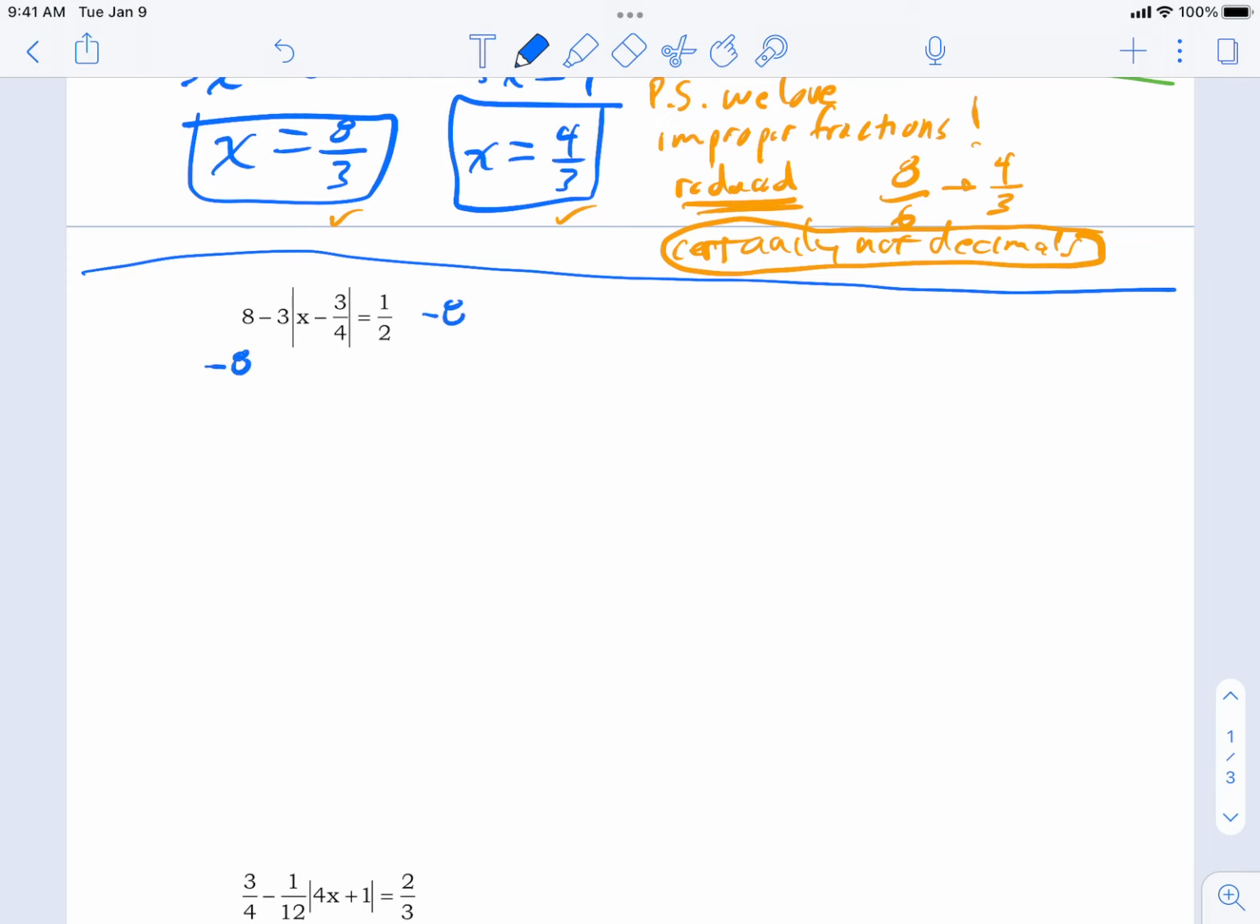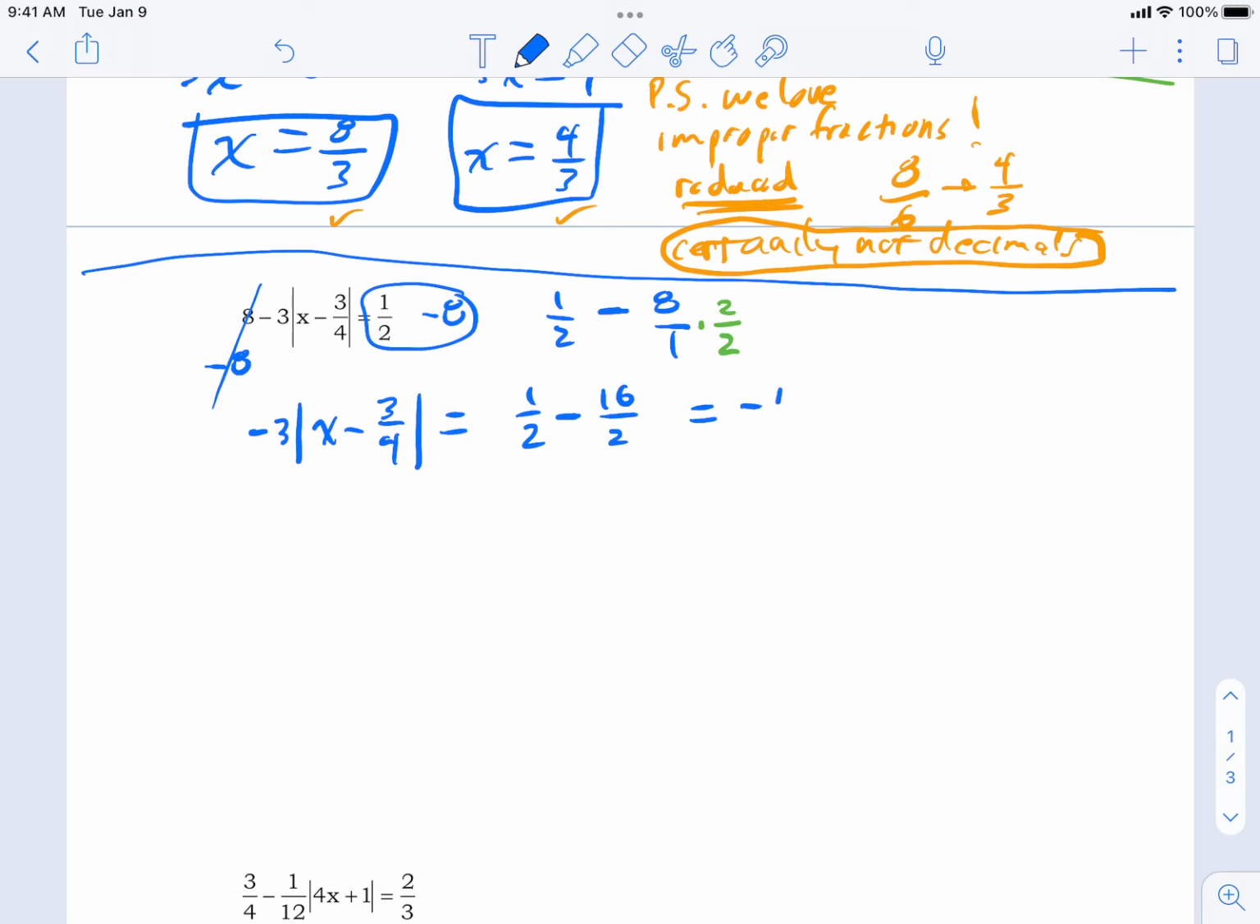First you subtract the 8 on both sides. So the 8 minus 8 will cancel away. Now don't lose that negative. This is -3 times the absolute value of x minus 3/4 equals, okay. Now over here, how do you do this? You think of this as a 1/2 minus, think of the 8 as an 8/1. And then say, oh, I need common denominators, right? So it's multiply top and bottom by 2 here. And I'm going to be looking at a 1/2 minus 8 times 2, which is 16/2. And so that's a -15/2. Okay, so here we go. -3 times the absolute value of x minus 3/4 equals -15/2.